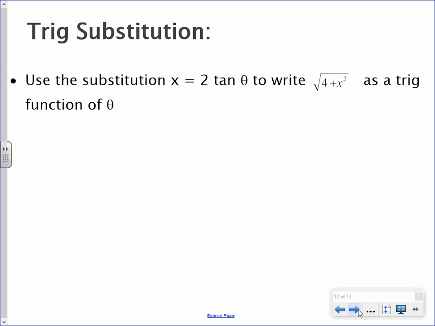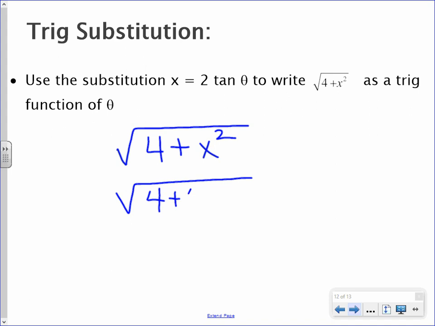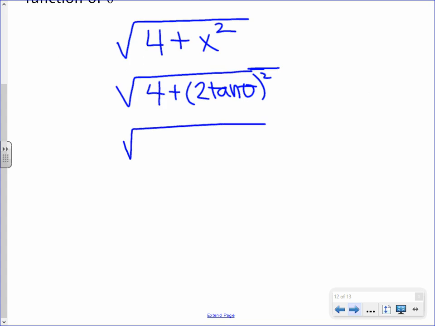Okay, so what we're going to do is we're going to take 4, but instead of x, they're having us substitute 2 tangent of theta in for x. Right? Okay, well, what is 2 tangent of theta, the quantity squared? Or 4 tangent squared theta. Okay?